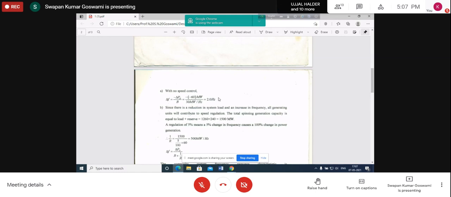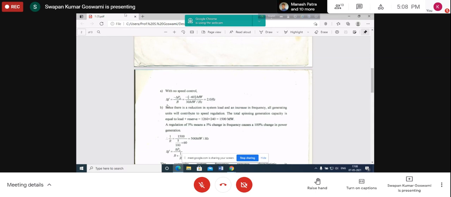So you see the picture of the performance of the system, how the frequency will vary if the speed control or governor control is not applied. In that case, for a 60 megawatt variation in demand, frequency will vary by 2 hertz. So if load decreases by 60 megawatt, frequency will increase by 2 hertz. Okay. So this is the implication. This is the role of speed control. You can understand from here.